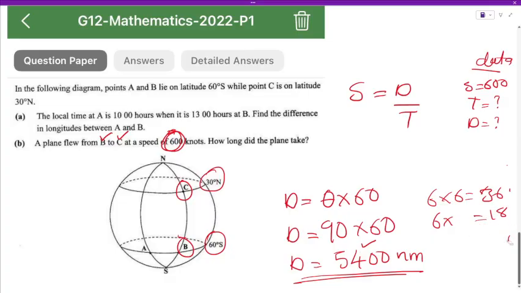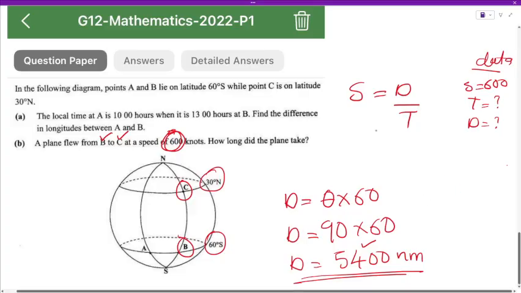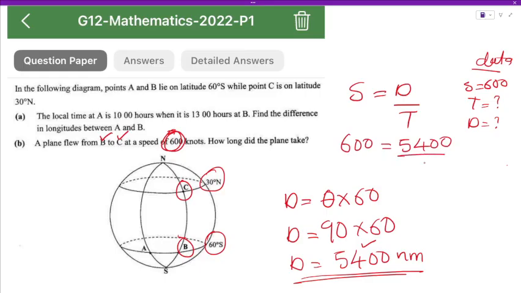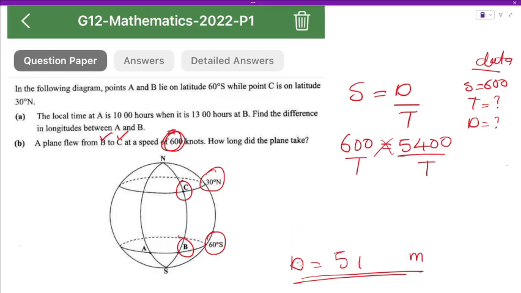So that's our distance. Now they're asking us to say how long did it take. So they've given us speed and we have now found distance. So speed they gave us as 600, distance we have found 5,400. We are required to find time. So we're going to say over 1, cross multiply. What is that going to give us?